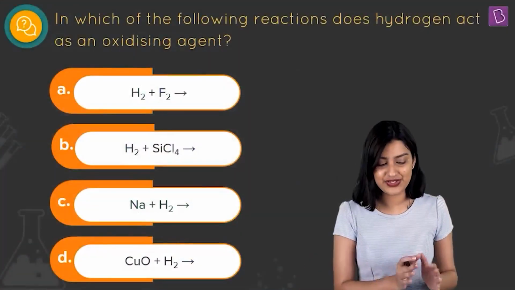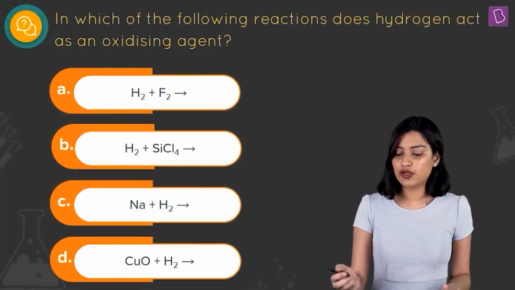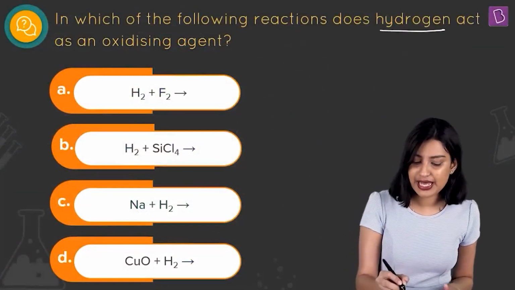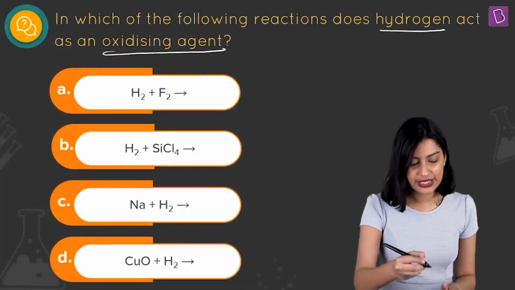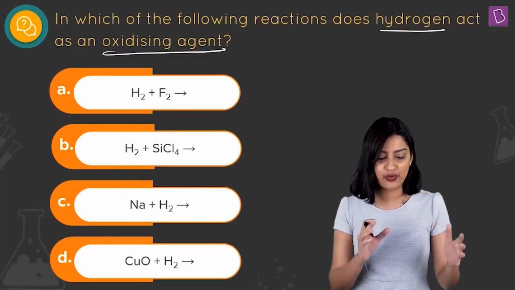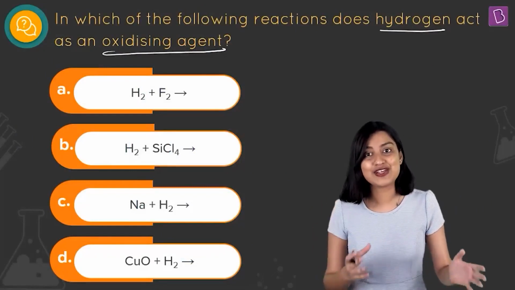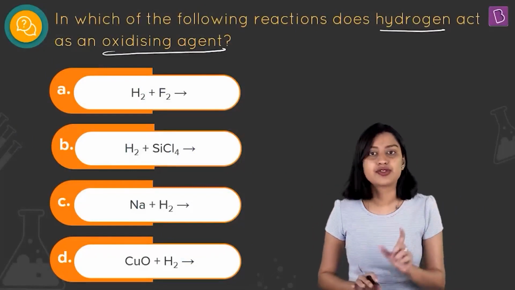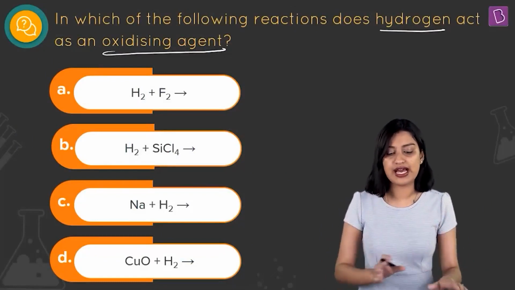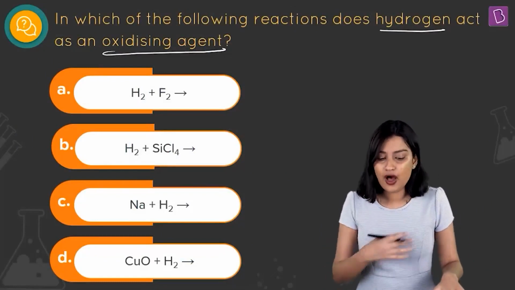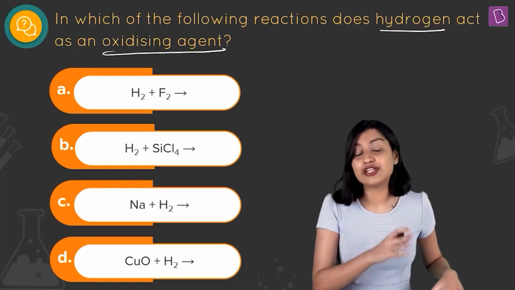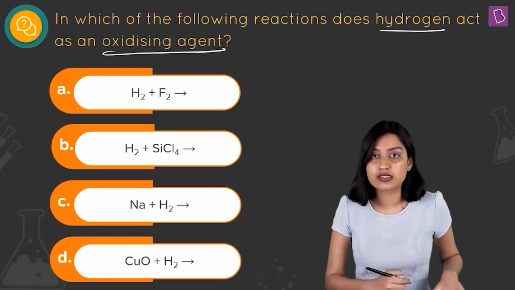Alright, so in this question they're asking us in which of the following reactions does hydrogen act as an oxidizing agent. So we have 4 different reactions. We actually need to see what the products of each reaction are and where we see hydrogen bringing about an oxidizing change.